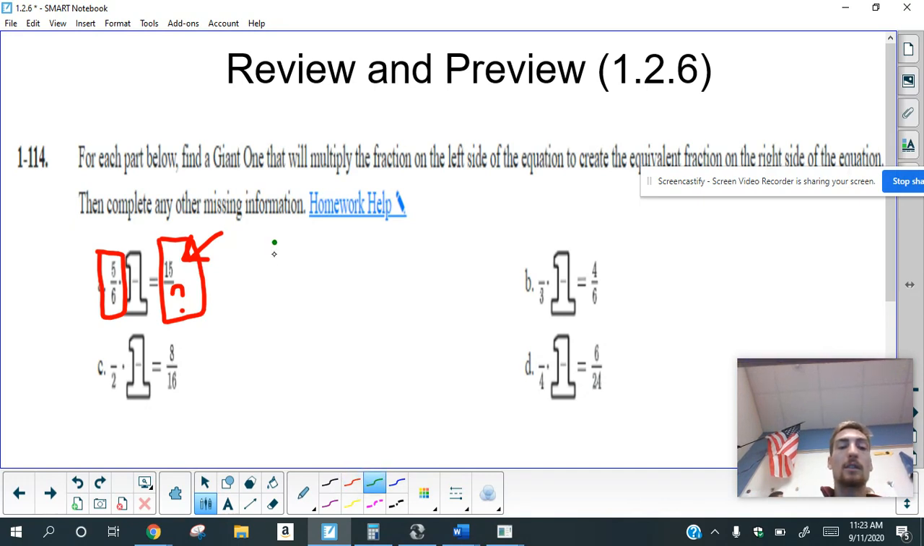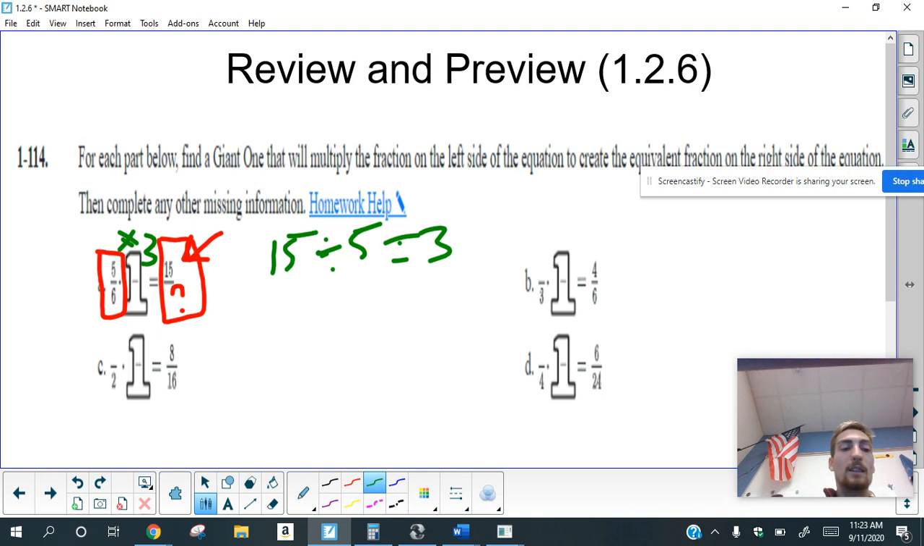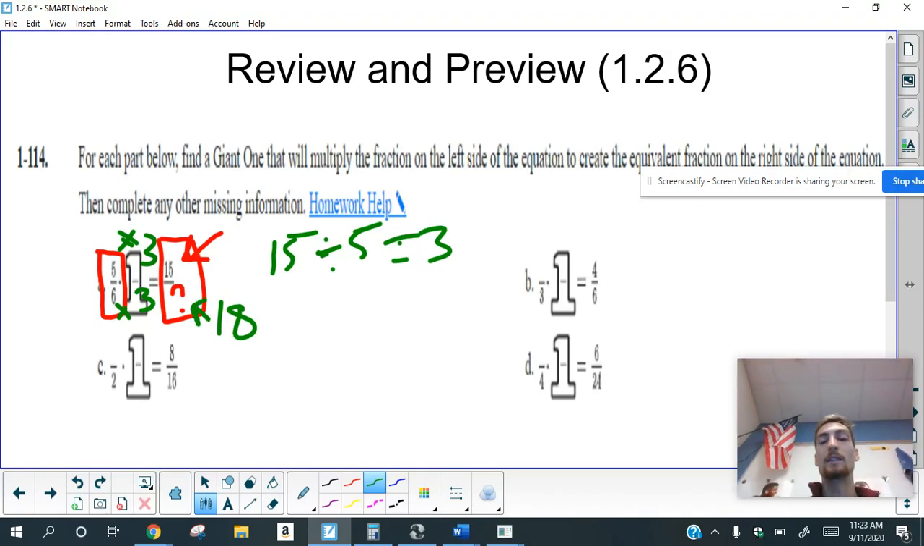Well, I could do 15 divided by 5. I could work backwards to figure that out. And I find that the answer is 3. And so 5 times 3 is going to give me 15. So I have to do the same thing to the bottom, right, because our fraction is a big 1. And so my final answer would be 18. Right? 5 over 6 is equal to 15 over 18.